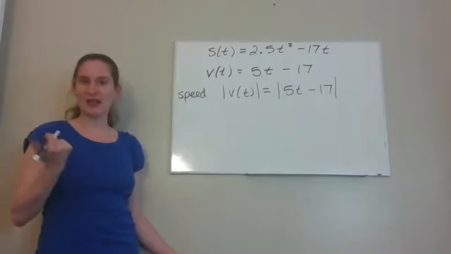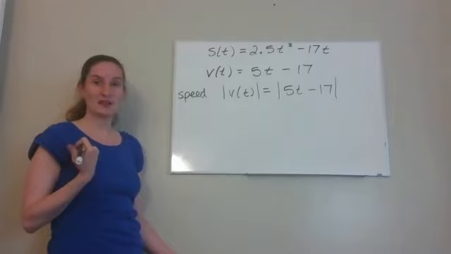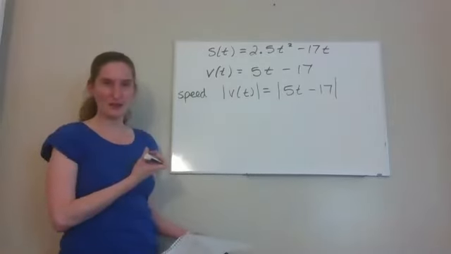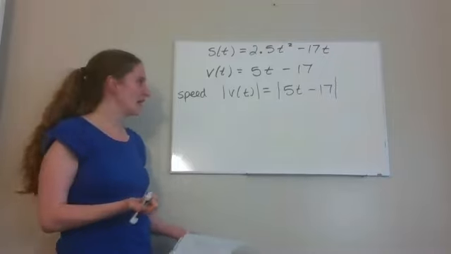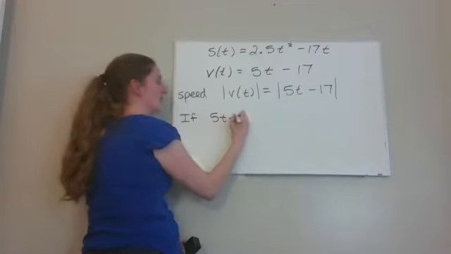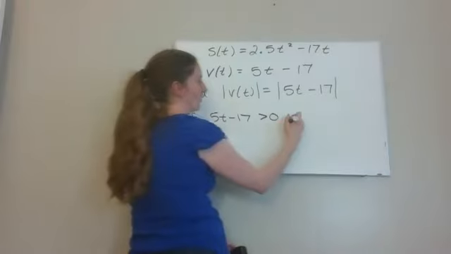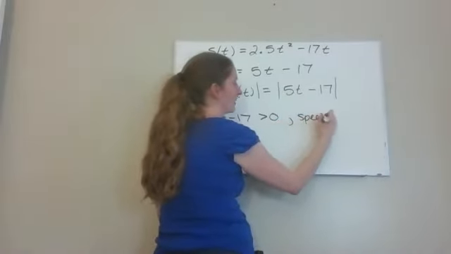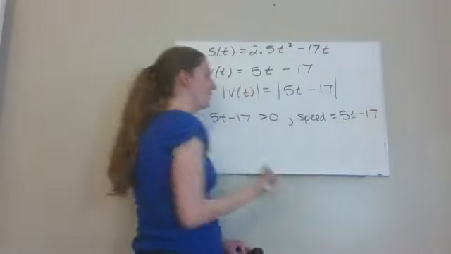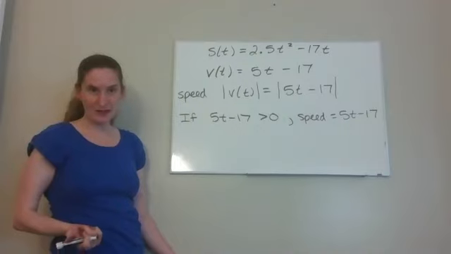The problem is absolute values are kind of tricky because they equal different things depending on if it's positive or negative inside the absolute value. What I mean by that, if my 5t minus 17 happens to be positive, well then my speed is going to be equal to 5t minus 17 because the absolute value of a positive number stays positive.